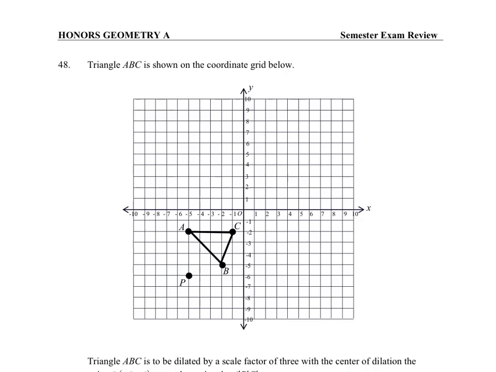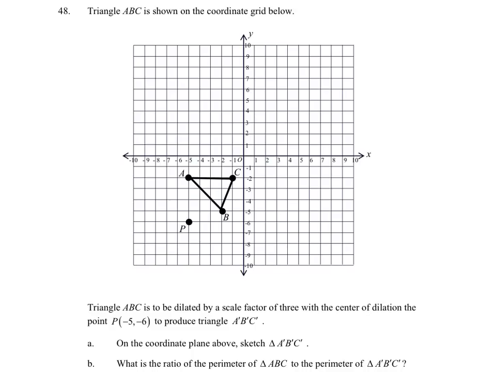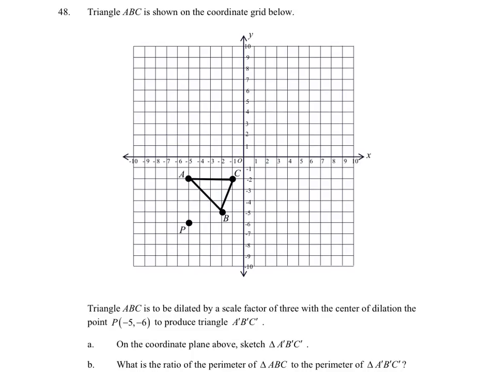Question 48. Triangle ABC is shown on the coordinate grid below. Triangle ABC is to be dilated by a scale factor of 3, with the center of dilation, the point P, which is right here, of -5, -6, to produce triangle A prime, B prime, C prime. On the coordinate plane above, sketch A prime, B prime, C prime. So, we're going to use our idea of slope.